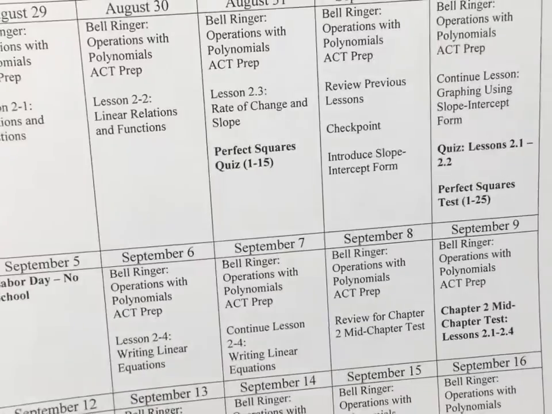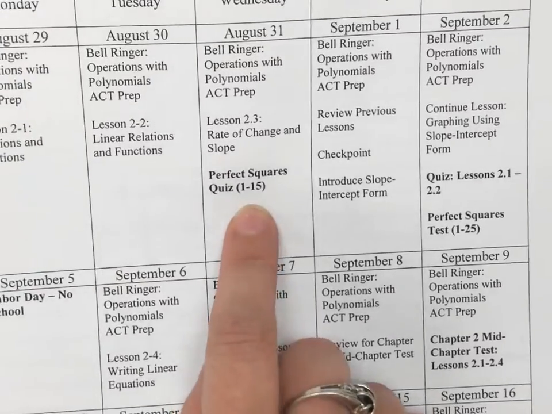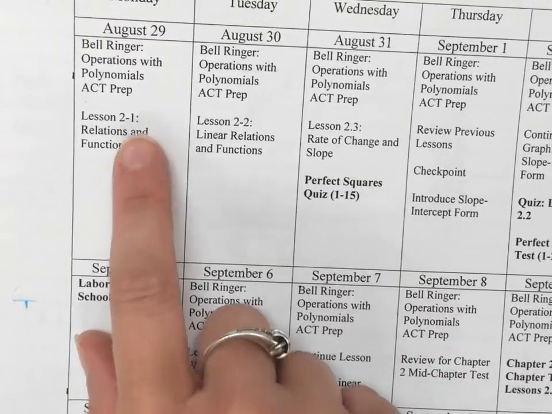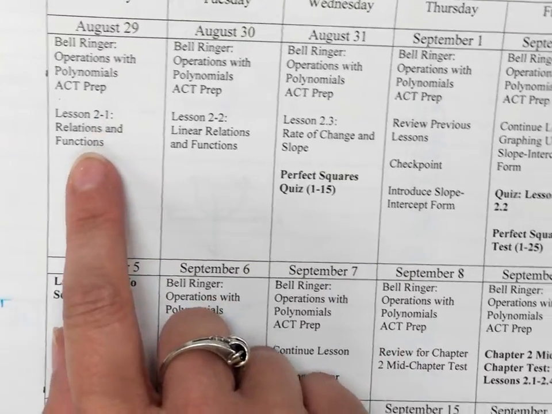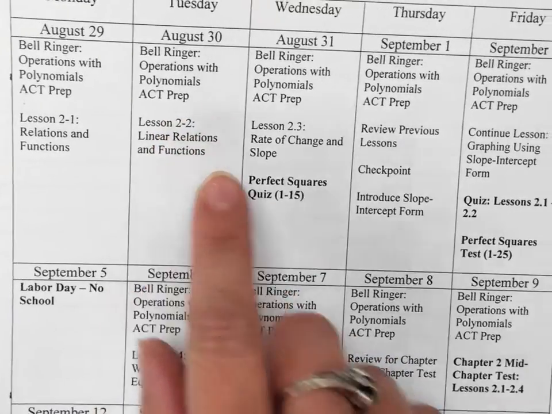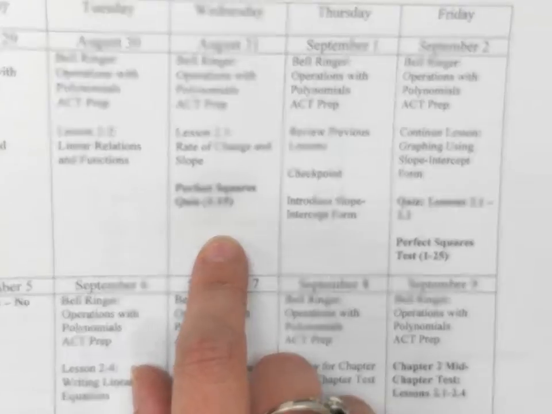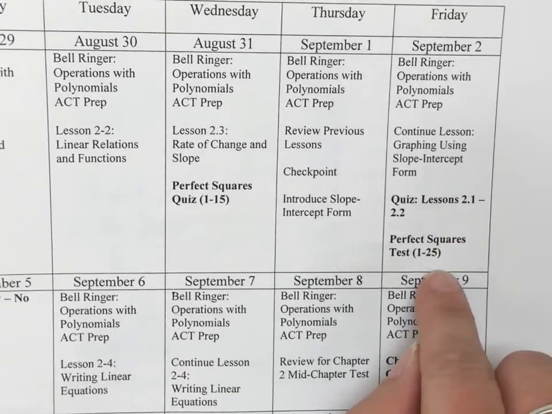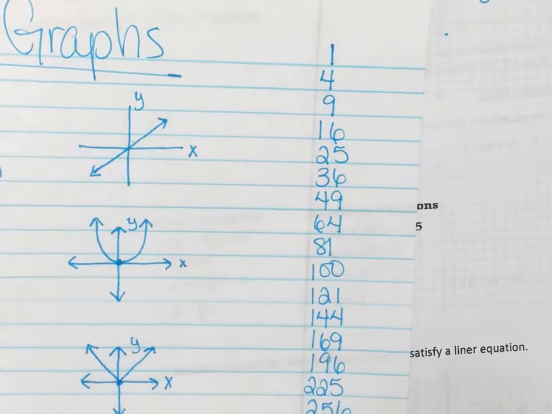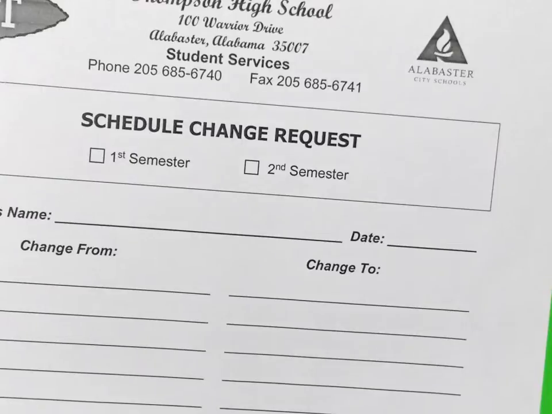If you look at your calendar on Wednesday right here, it says you got a quiz on 1 through 15. Everybody good? And yesterday it says that we did 2-1, relations and functions. Today it says we're going to do 2-2. I don't think we're going to get through all that today. And you got a perfect squares quiz on Wednesday. You got a perfect squares test on Friday, right? Okay, so let's try to get through as much as we can, and y'all may not have homework tonight at all.